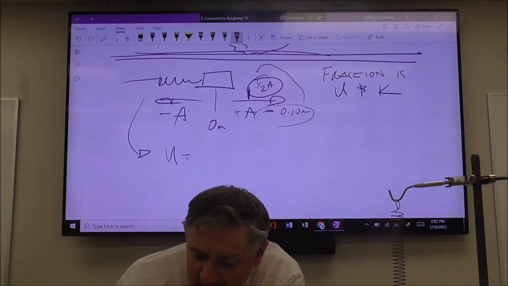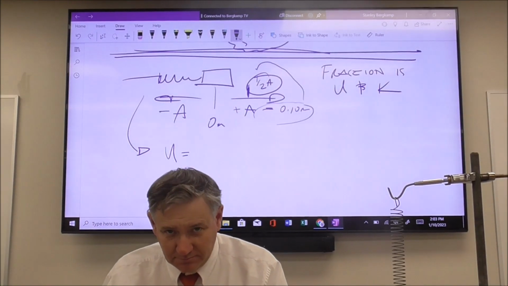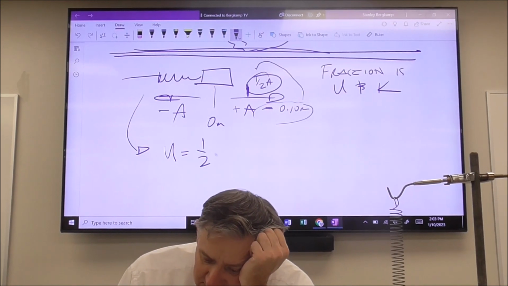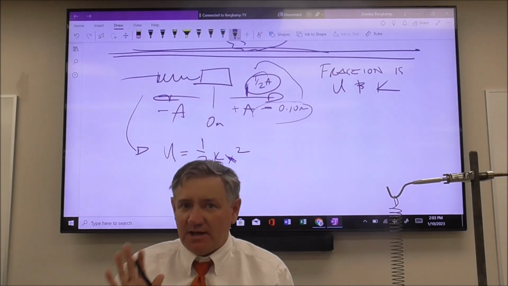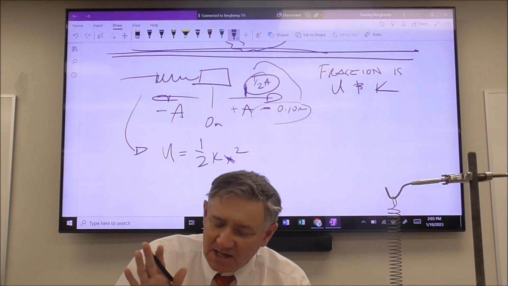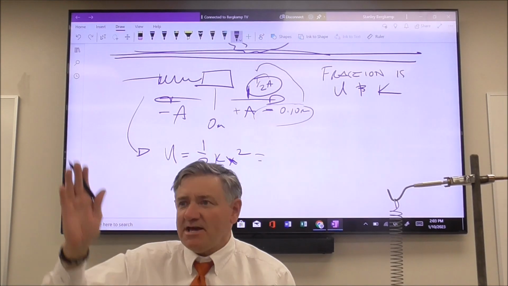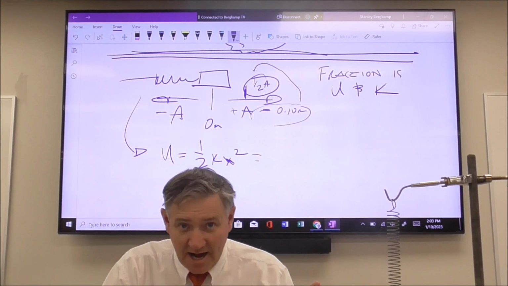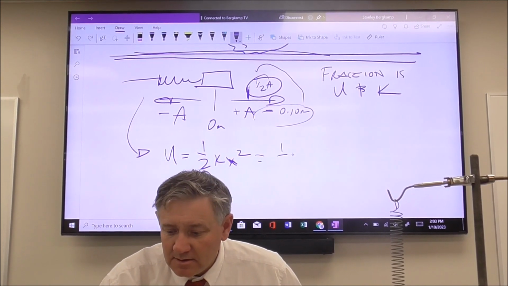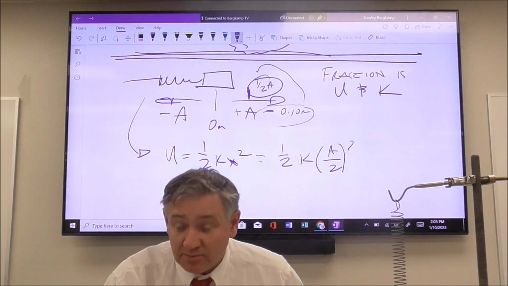If I just ask you to calculate the potential energy, you would start with 1/2 kx squared. That's what you would start with. Now, this does go back to something that Vitor said. In this situation, I can't use A because it isn't fully elongated. It's half. So I'm going to have 1/2 k times A minus... how about just amplitude over 2, squared?